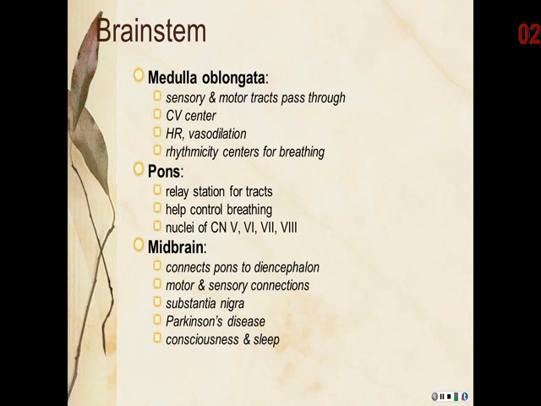The midbrain sits superior to the pons and connects the pons to the diencephalon, as well as containing more motor and sensory connections. This area is involved with control of consciousness and sleep. You will find in the section on the nervous system there are multiple areas in the brain that do influence sleep and consciousness. There is a dark area called the substantia nigra, which is involved in Parkinson's disease.